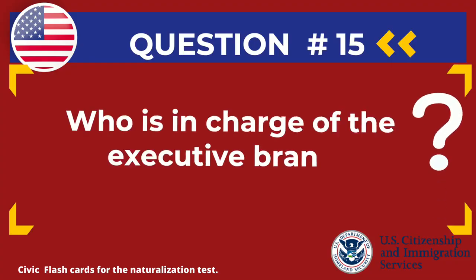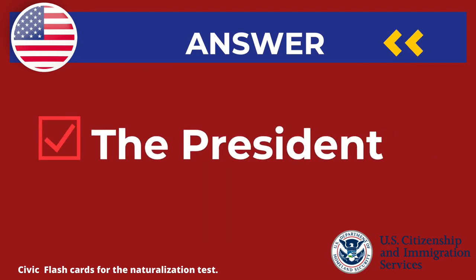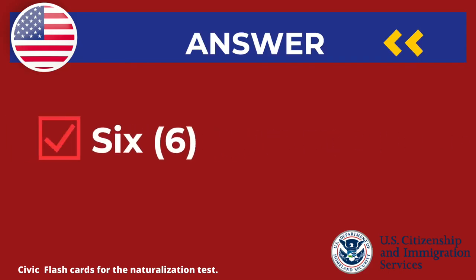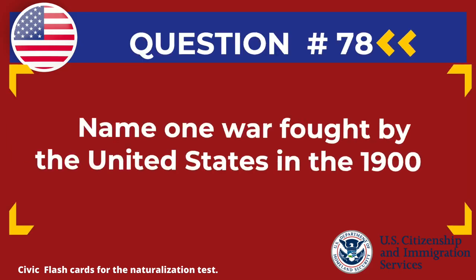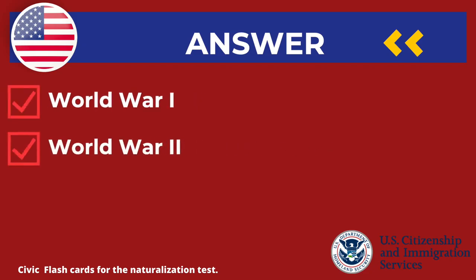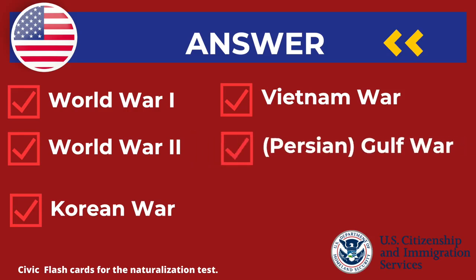Who is in charge of the executive branch? The President. We elect a U.S. Senator for how many years? 6. Name one war fought by the United States in the 1900s. World War I. World War II. Korean War. Vietnam War. Persian Gulf War.